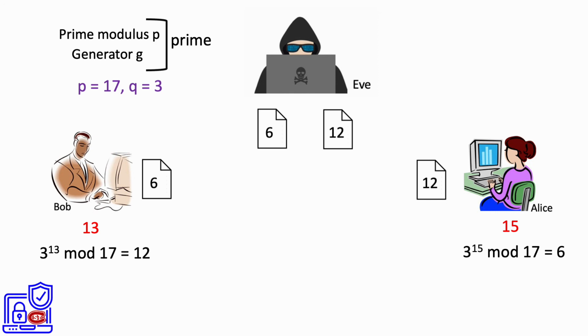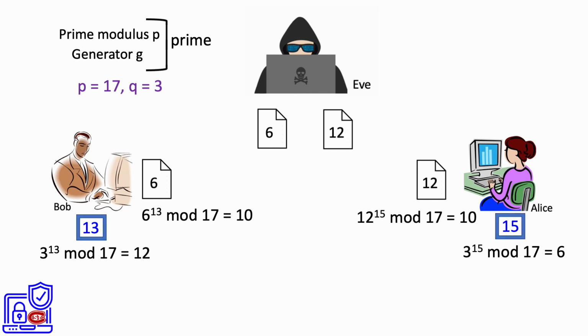Now, the important trick is that Alice takes Bob's result and raises it to the power of her private number to obtain the shared secret, which in this case is 10. And Bob takes Alice's result and raises it to the power of his private number, which would give the same shared secret number. Without their private numbers, Eve wouldn't be able to find the secret number. That's how security is ensured using this technique.